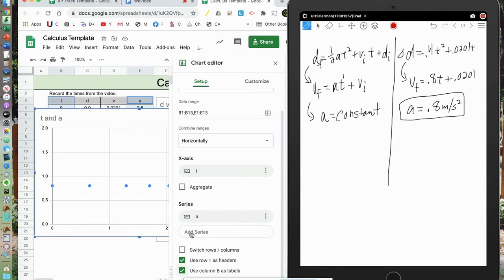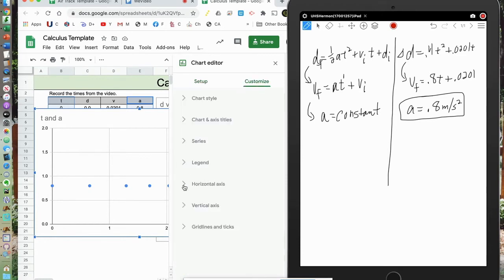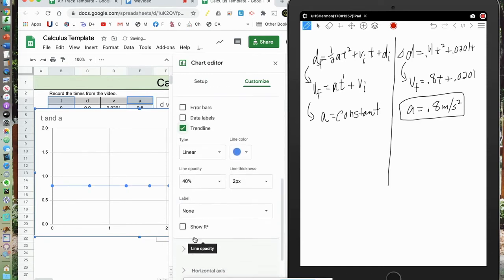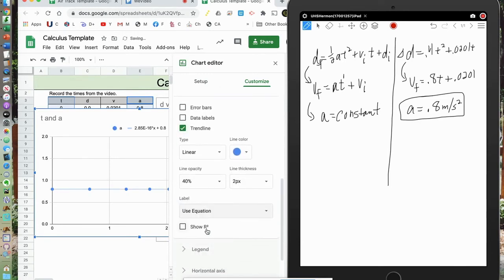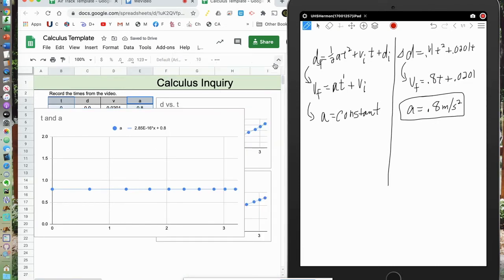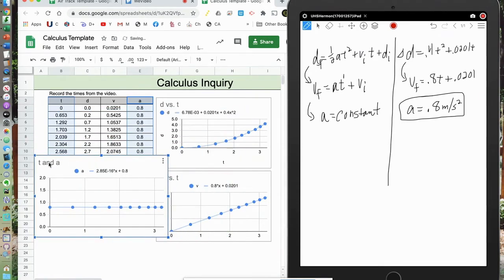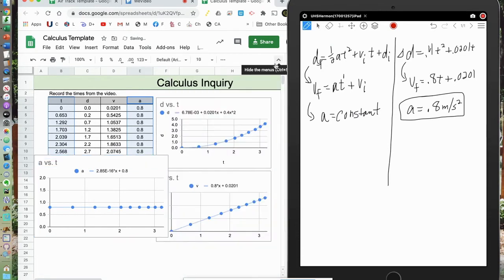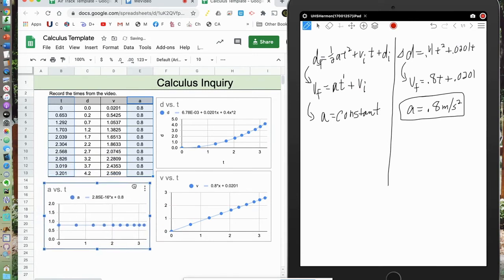I'll go ahead and do customize. I'll do series, trend line, and I'll use the equation, but we already know what that is. It's going to be a equals 0.8. Don't worry about this thing of the x here. It's basically 0. Okay. Well, let's change this again. This is acceleration versus time. I got the acceleration time graph there. I'm going to put it right there.